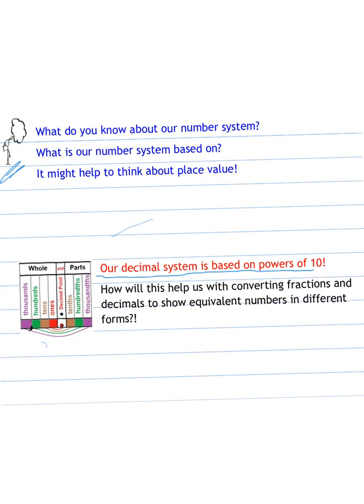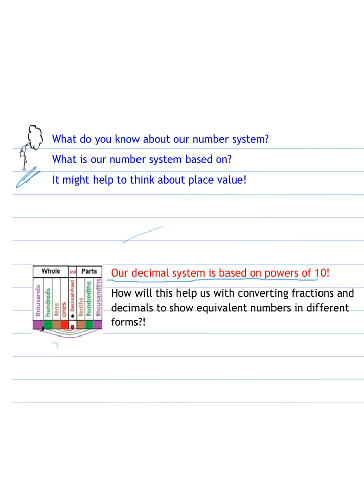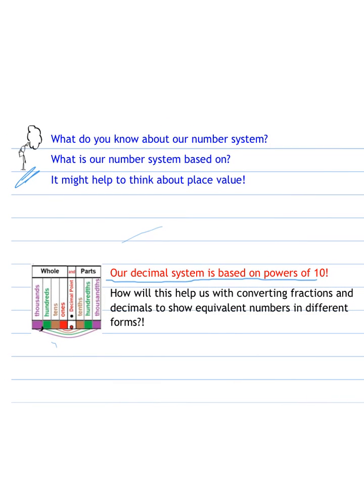Okay, so I want you to think, how will this help us with converting fractions and decimals? Okay, in order to show those equivalent numbers in different forms. So going back and forth from a fraction to a decimal, how will our number system of the powers of tens help us or make it easier for us?